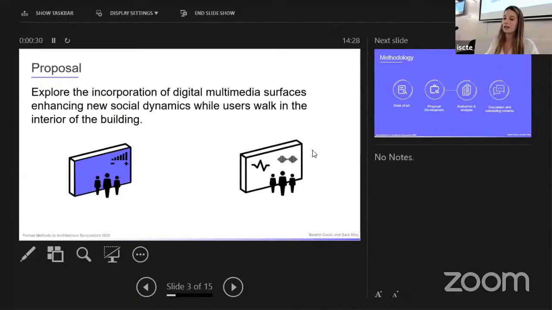And that means that when this works as an entertainment device, it's outside the time of the classes. And on the other hand, it acts as a sound control device. So when classes are occurring, there's this level of sound that we try to control with the proposal.